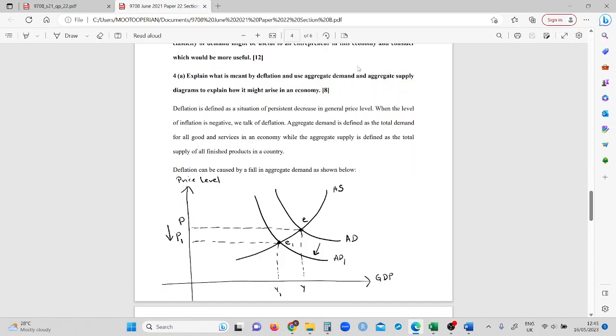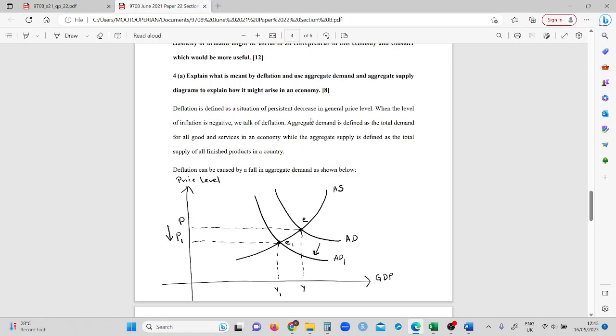Explain what is meant by deflation. Use aggregate demand and aggregate supply diagrams to explain how it might arise in an economy. So, definition of deflation. Deflation is defined as a situation of persistent decrease in the general price level. When the rate of inflation, when the level of inflation is negative, we talk of deflation. Okay? So there, a small definition of deflation is already given.